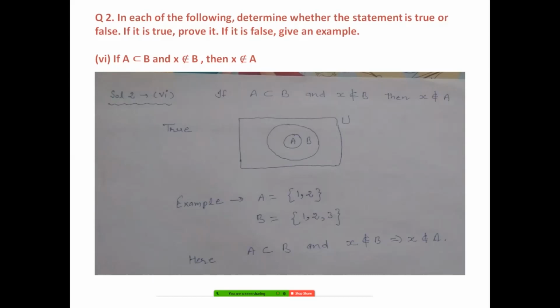If X does not belong to B, it means X does not belong to A. This is true because if A is a subset of B, it means A contains only those elements which are in B. Any element which is not in B cannot be an element of A. So this statement is true.